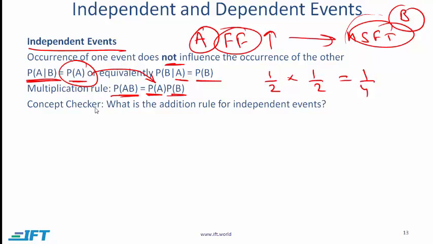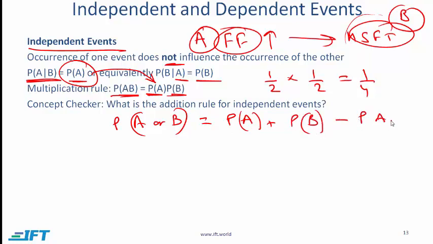To check your concept now, let's see if you can understand the addition rule for independent events. So if you recall, the addition rule is probability A or B, so that's probability of A happening or B happening or both happening, is equal to probability of A plus probability of B minus the probability of AB, i.e. minus the joint probability. Now, with independent events, the addition rule remains the same.